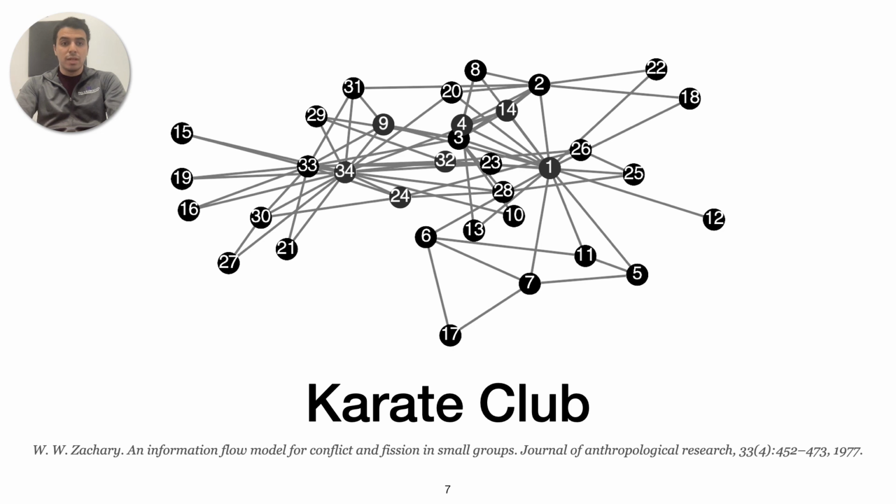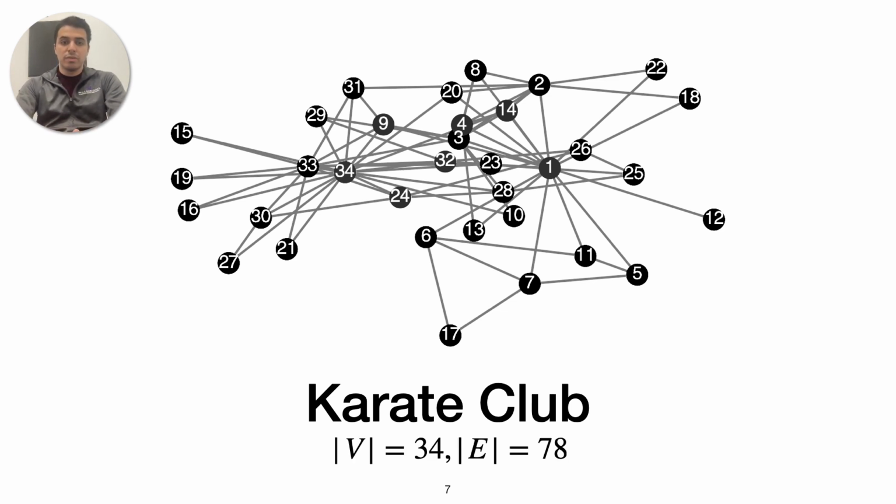Here I have a real life graph. This is a social network of a karate club. In this karate club, each node here is a person, and the link between two people is if they know each other, if they have a friendship, right? So this is a graph of a club with 34 people and 78 friendships.